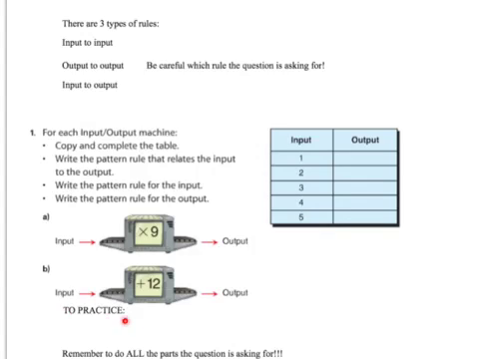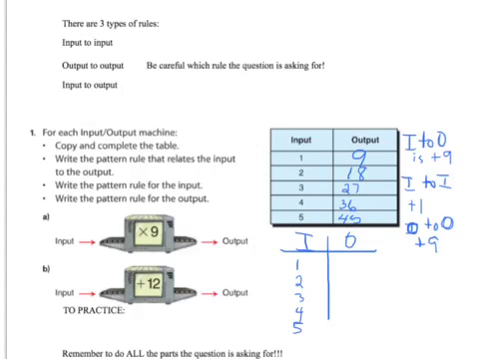Here we're going to have one to practice. Here we have actually 2 input to output machines. Complete the table. This is our inputs. Complete the table for rule A. Complete the table for rule B. Write the pattern rule that relates the input to the output. So the rule for input to output. Write the rule for input to input. And then finally write the rule for the output to the output. Make sure you include all 3 rules. Press pause and give it a try now.